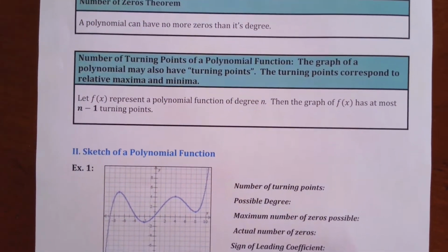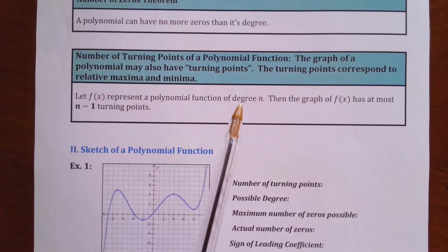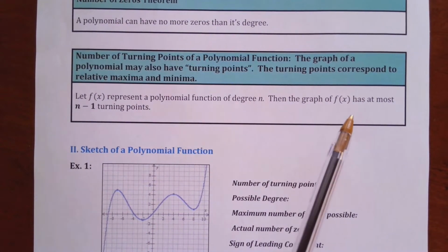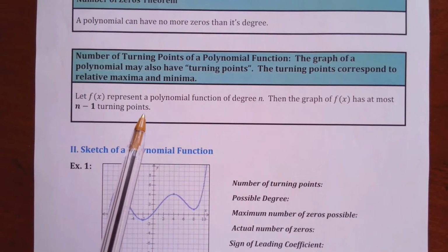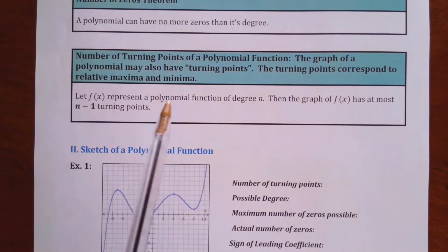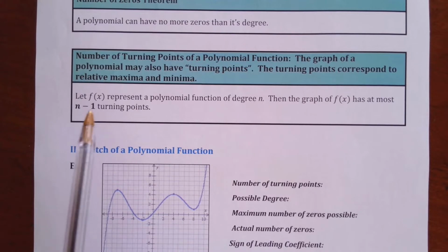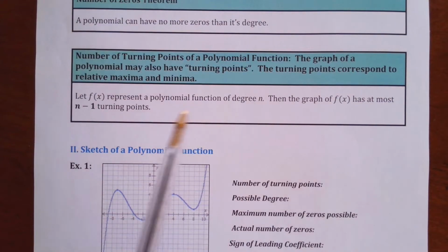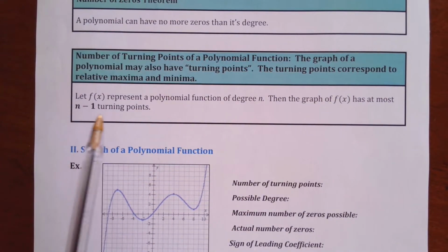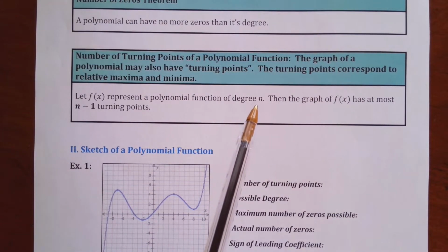All right, and then the last theorem on this page talks about turning points. It says if f of x represents a polynomial of degree n, then the graph of this polynomial will have at most n minus 1 turning points. So if the polynomial is of degree 5, then it would only have at most 4 turning points. If the polynomial is degree 2, then you can only have 1 turning point. So 1 less turning point than the degree of your polynomial.